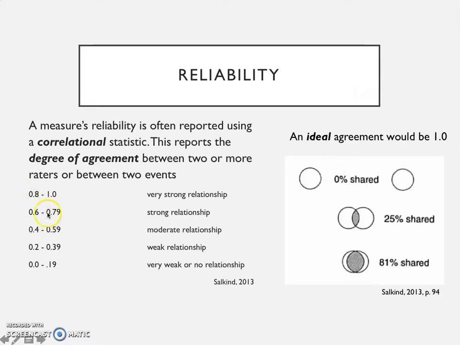And here we have the different categories. 0.6 to 0.79 is a strong relationship. 0.4 to 0.59 is a moderate relationship, and so on. And we can see that if we are using an assessment where the inter-rater reliability is less than 0.19, it's really a very weak measure in terms of its reliability. So ideally, we would be using measures that are more up here. They have at least 0.8 reliability for inter-rater reliability and also for test-retest reliability.